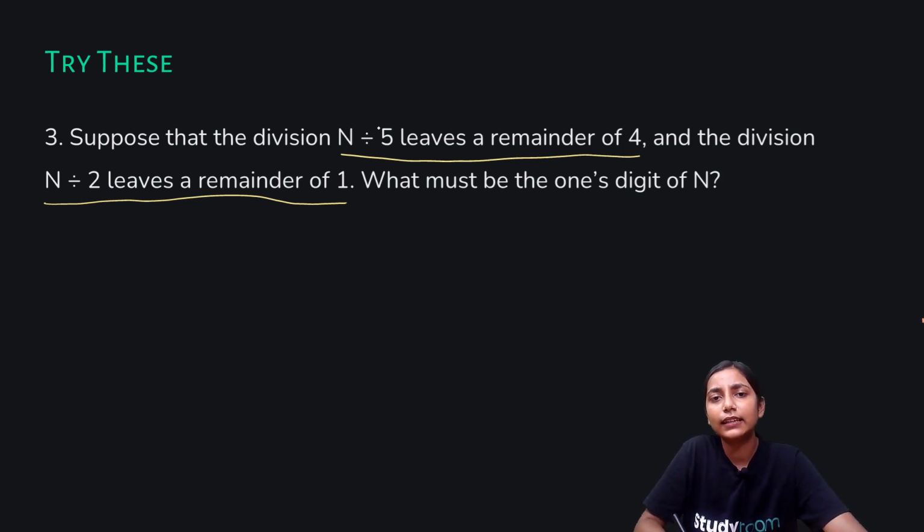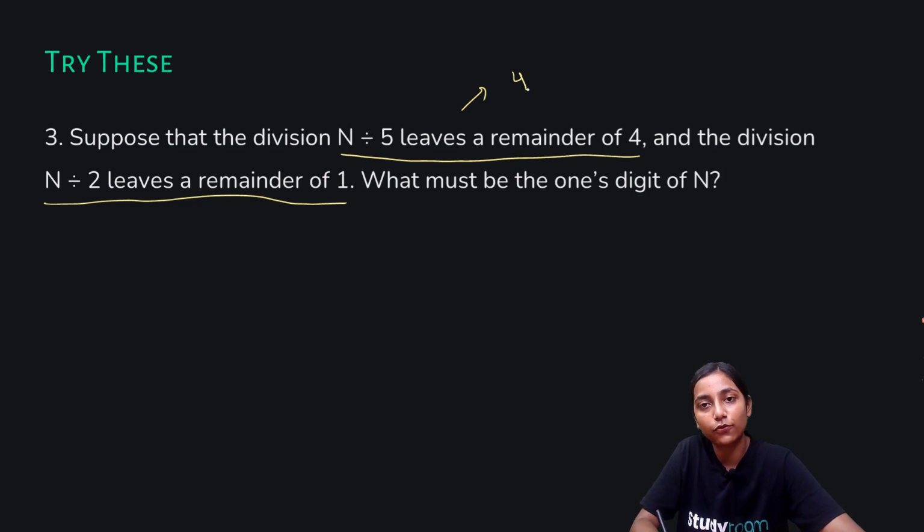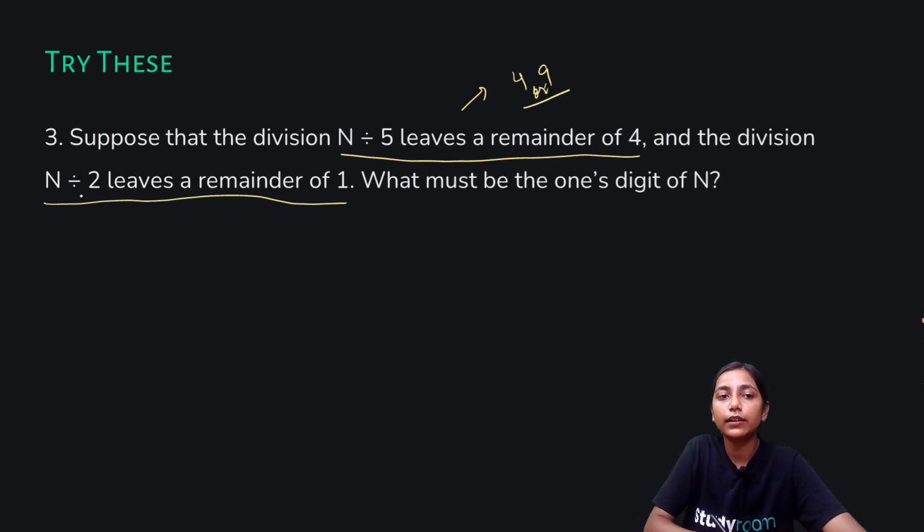So we know that in the case of n divided by 5 that leaves a remainder of 4, the possibilities are 0 plus 4, that is 4, and 5 plus 4, that is 9. So n can either have the digit at one's place as 4 or 9. And now for the case of 2, when n is divided by 2, it leaves a remainder of 1. But you know that when the ones digit is 4, then the remainder will be 0, because 4 is an even number. Therefore, 4 cannot be the answer for that. Therefore, the answer is 9.